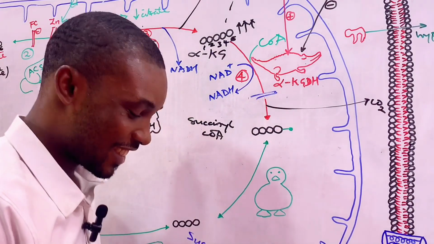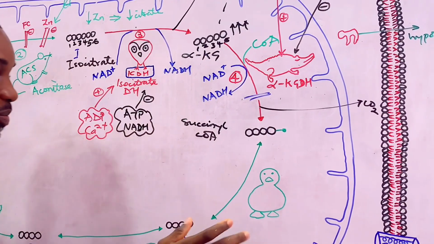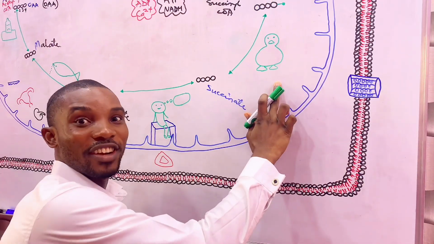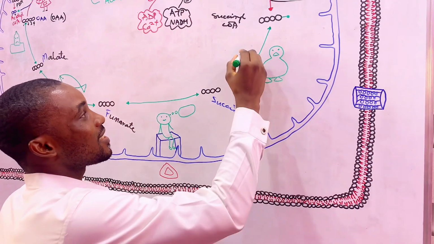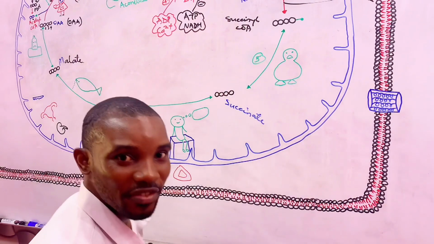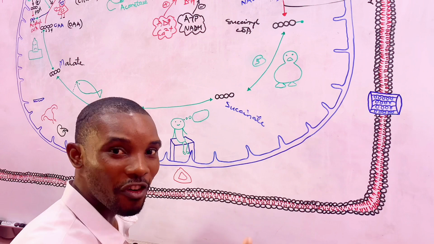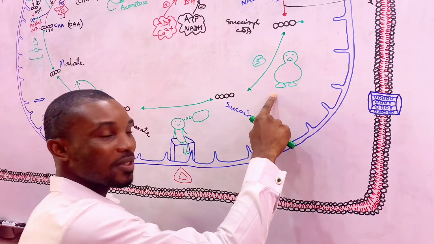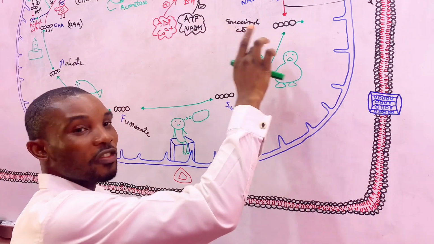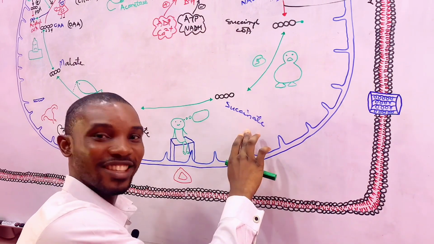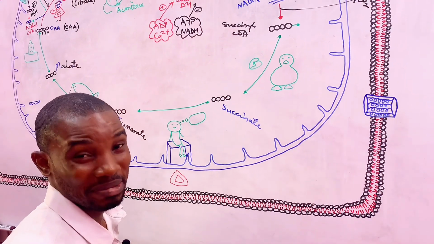We are progressing. Let's go over to reaction 5. Now, is this irreversible or reversible? Reversible. Remember, reactions 1, 3, and 4 are irreversible, so this is reversible. There's conversion of succinyl CoA to succinate. The enzyme involved is succinate thiokinase.